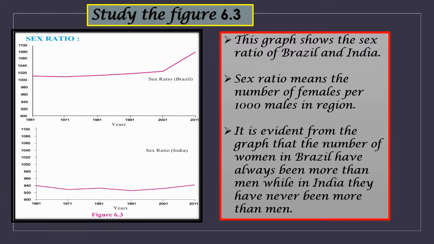But on the other hand, when we observe the graph of India, it shows that in India, the sex ratio is around 940 in the year 1961. And then in 1971, it went down. So, in India, we see fluctuations in the sex ratio over the last few decades. In India, men are more in number as compared to women. So, it is evident from the graph that the number of women in Brazil has always been more than men, while in India, they have never been more than men.